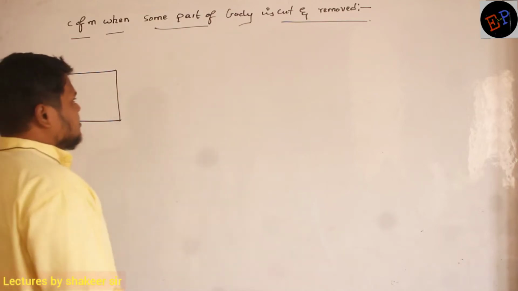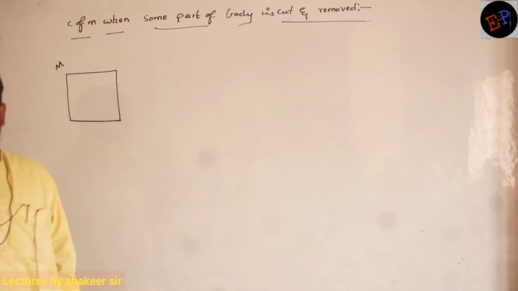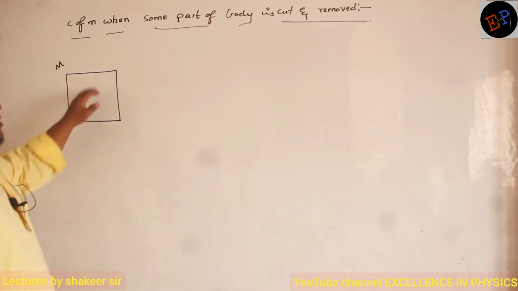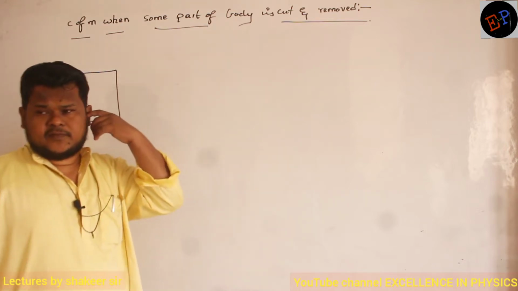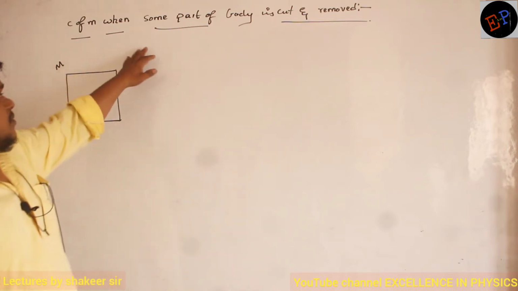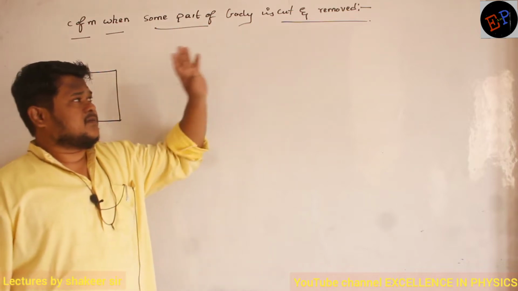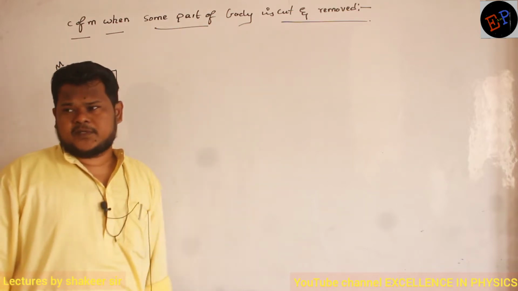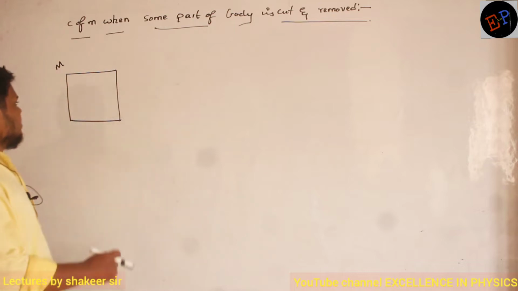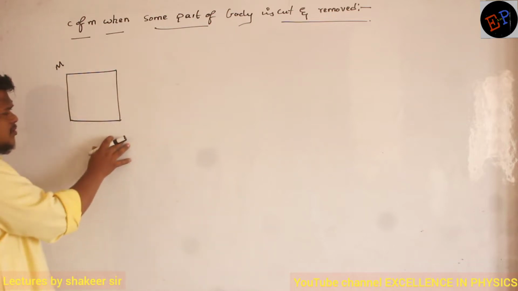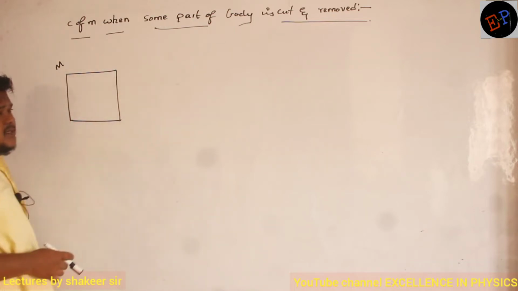So the next concept in center of mass. Yesterday we studied about laminar bodies. After that we are studying about center of mass when some part of the body is cut and removed from that body. Clear? So consider this is the total body, mass of this body is m.